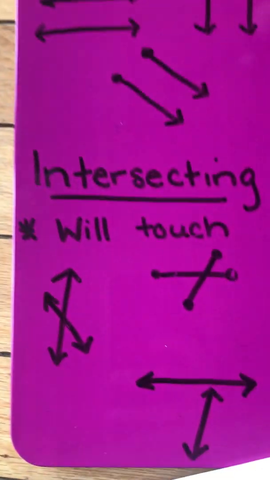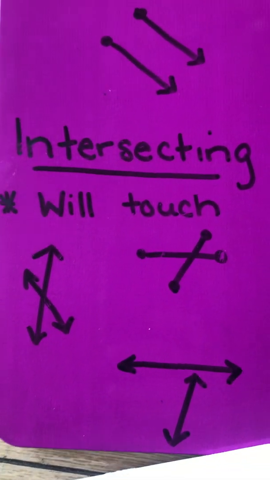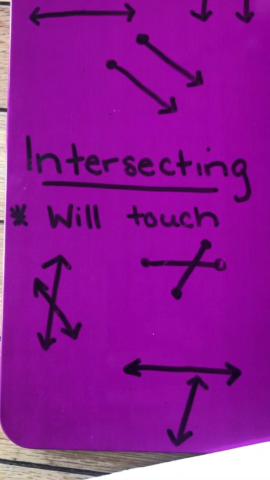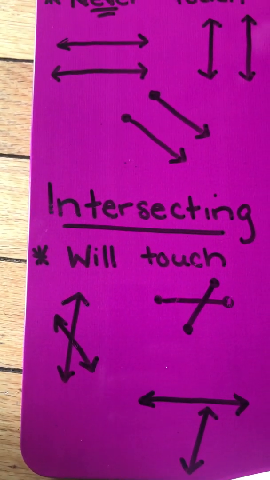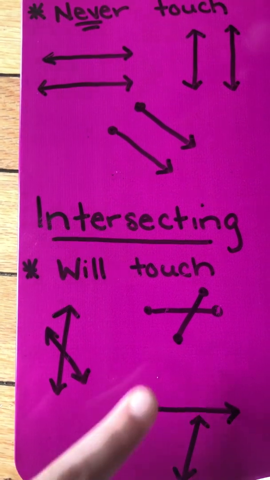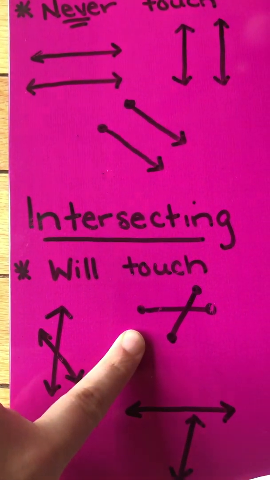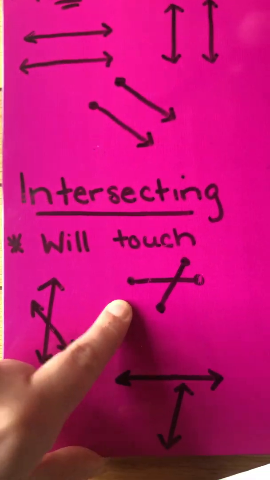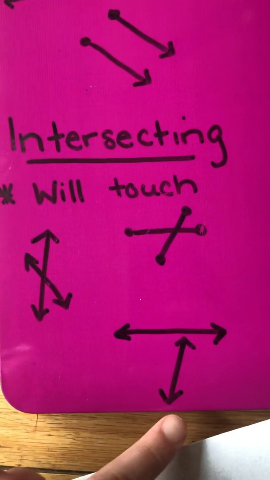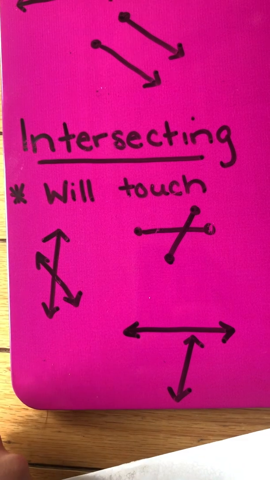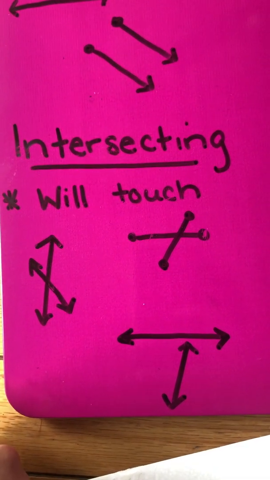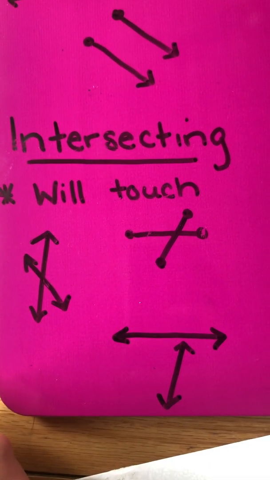Now the next one here is intersecting. Intersecting means they will touch. So here we have two lines and they are touching right now, so they are intersecting. Here I'm showing you two intersecting line segments. And for this one, they aren't touching yet, but if I were to extend that line even further, it would touch. So they are intersecting lines.